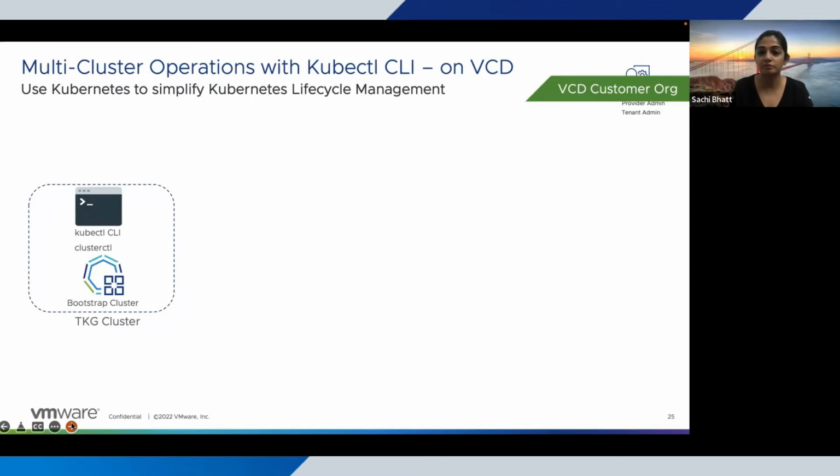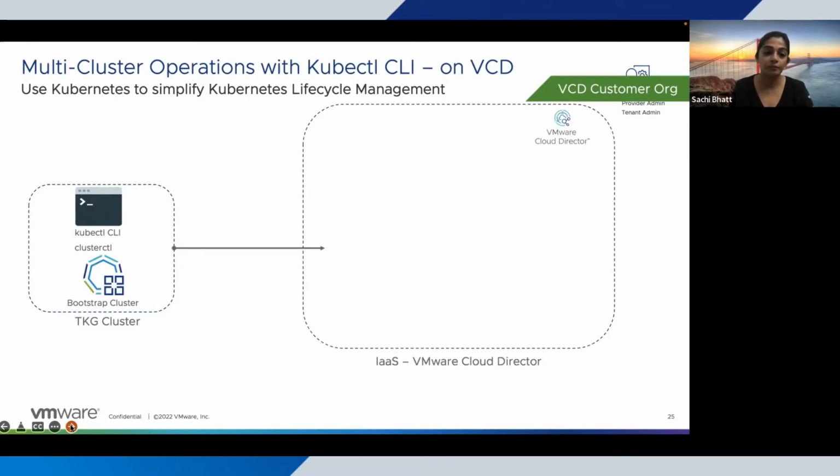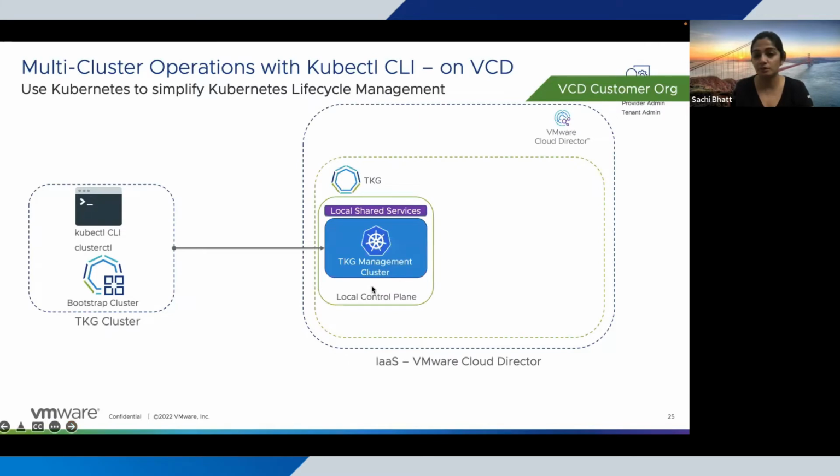Okay. And so how does it look in our VCD? Like what does it mean to have cluster API in VCD? So step number one is to give a bootstrap cluster that will be responsible for creating and managing a management cluster for each customer organization. This can be any TKG cluster provisioned by container service extension, or any kind Kubernetes cluster running in the customer's setting. We install the cluster API components on the bootstrap cluster, which will spin up a new cluster, which will be your management cluster.